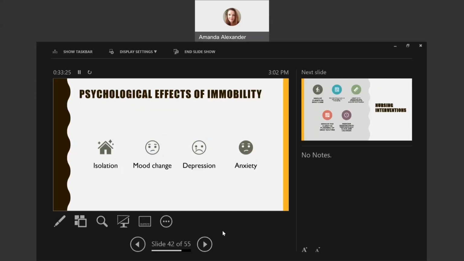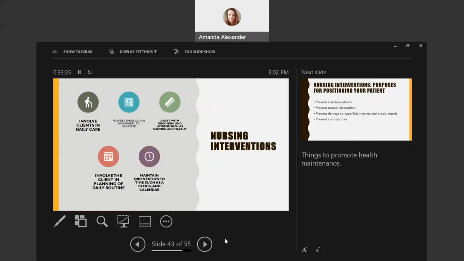Psychological effects of immobility. Of course, it may cause some isolation, mood changes such as depression and anxiety. Some nursing interventions you may want to consider is always involve the client in their own care. They can assist with grooming, hygiene, shaving, and even putting on their makeup. Provide them stimulus with TVs, newspapers, magazines.